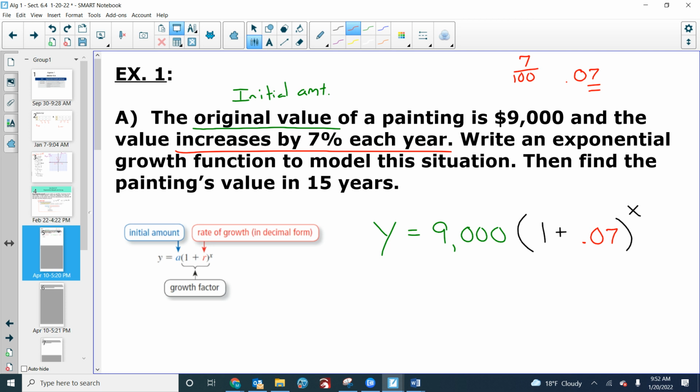What should we plug in for x? 15. Y equals 9,000 times 1, what is 1 plus 0.07? 1.07 to the x, so to the 15th. So in your calculator, you're going to type in 1.07 to the 15th, and then multiply that times 9,000. Is everybody typing this in along with us? Do you guys know how to enter these exponentials in?